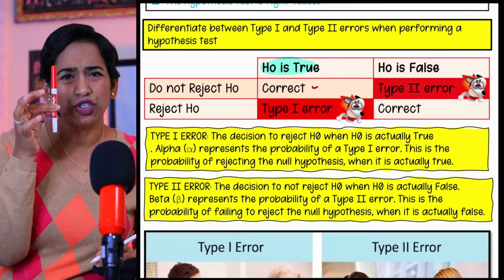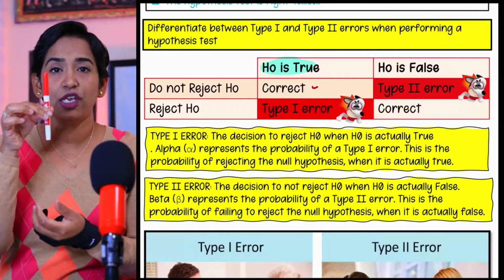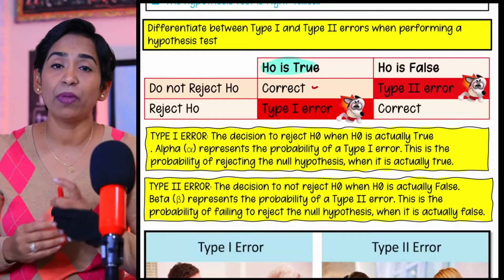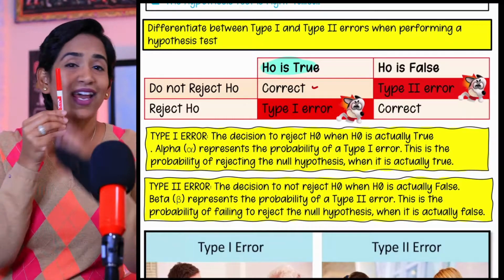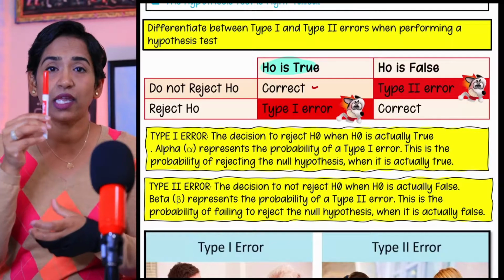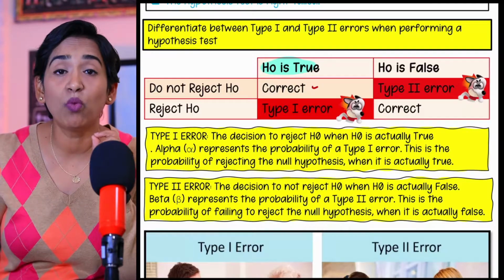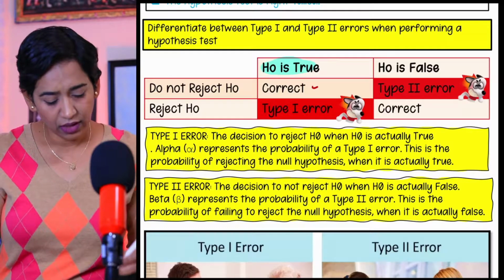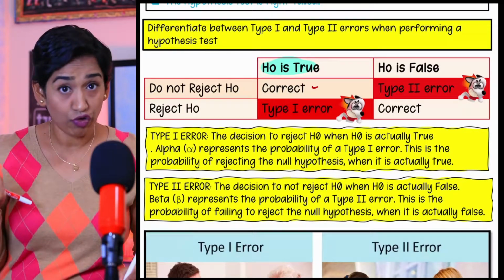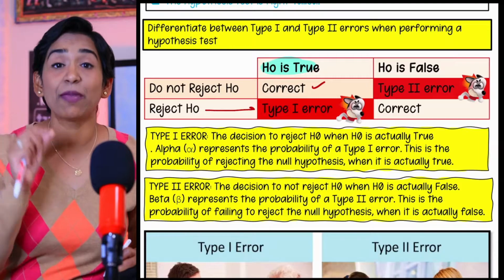But if H naught is true and you reject it, you made a mistake. Recap. If H naught is true and I don't reject it, I'm good. But if H naught is true and I reject it, I made a mistake, and that mistake is type 1 error. So this box tells you exactly what you're doing. If H naught is true and you don't reject it, that's correct. But when H naught is true and you reject it, that's type 1 error.